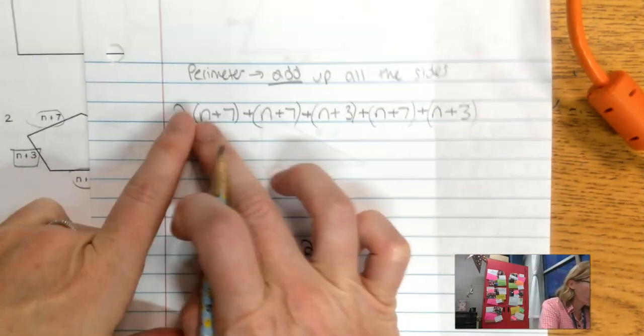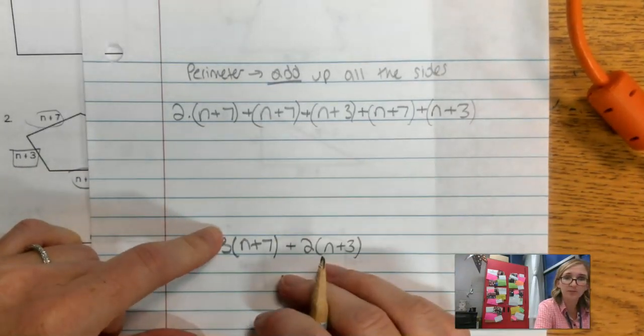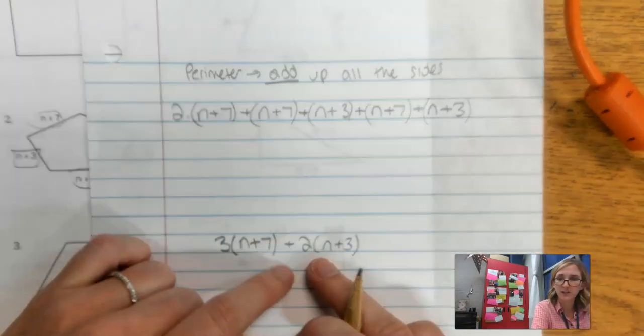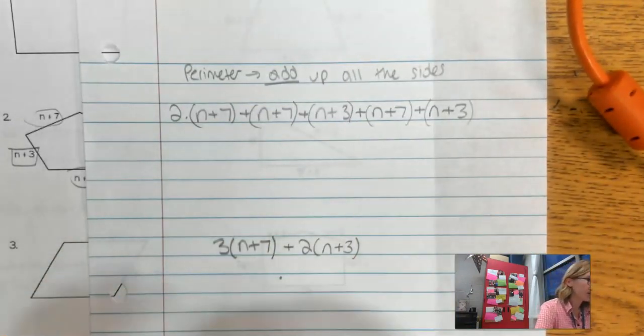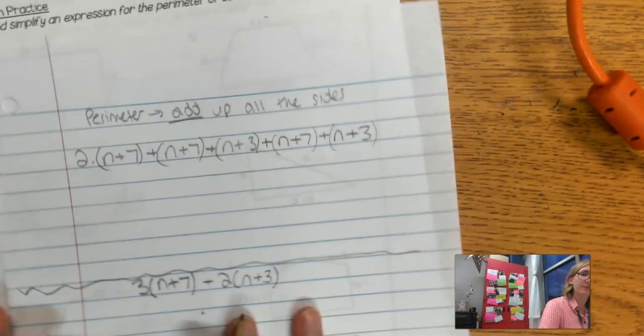With this, I just wrote out n plus 7 3 times. Here, I did 3 times n plus 7. Up here, I wrote out n plus 3 twice. Down here, I did 2 times n plus 3. It should work out the same way, but we're going to try it out. We'll do this one in a second. Let's start off with this one.